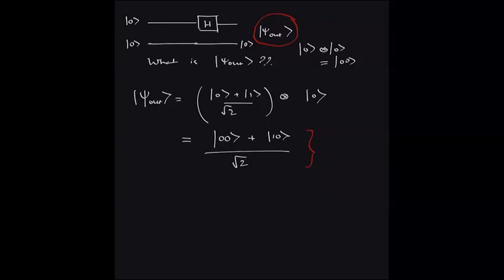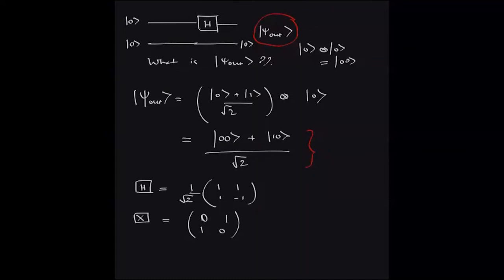Now, instead of this H, for example, let me just write it here. So as I said, H is 1 by square root of 2, 1, 1, 1, minus 1. What is X? X gate is something like 0, 1, 1, 0, just the Pauli matrix. What is Y? Y is also a Pauli matrix, so I won't write it down. And then we have some other gates.